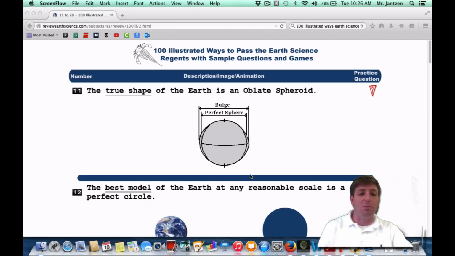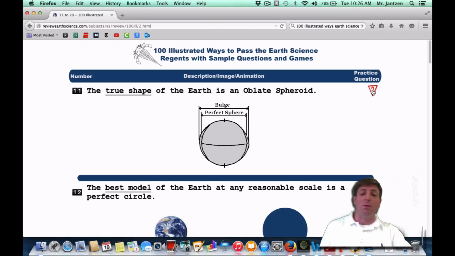It says the true shape of the Earth is called an oblate spheroid. Once again, the Earth isn't a perfect sphere. It's slightly bulgy at the equator and slightly flattened at the poles. Now this is very slight, all right? But because the Earth is spinning, this rotation causes this slight bulge at the equator. So the equator is actually a little further away from the center of the Earth than the poles are.